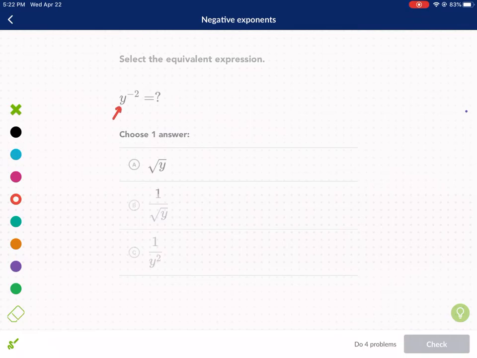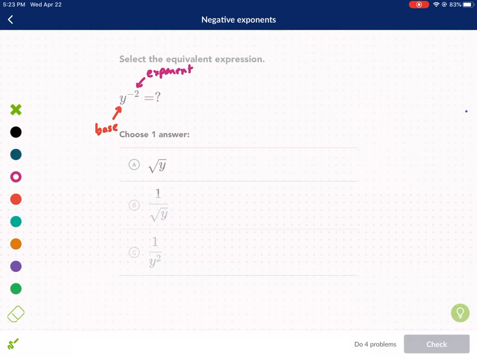First, we understand that y is our base and negative 2 is our exponent or power. This tells us what our repeated multiplication is. But how do you repeat multiply y times itself negative 2 times? What does that mean? Well, it's more of a notation than anything.